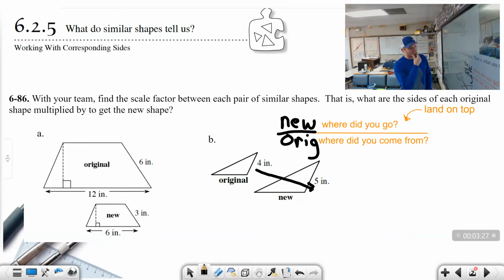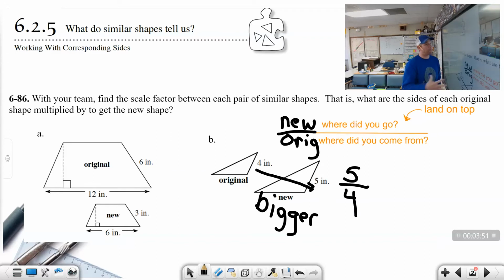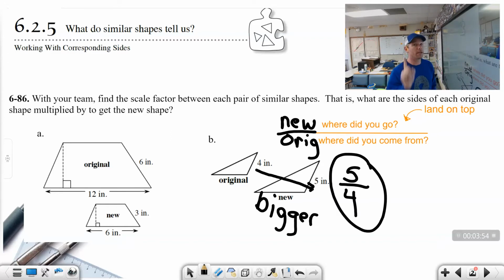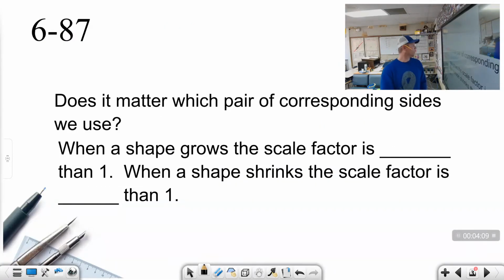Now, let's go ahead and find the scale factor in problem letter B. All we need to do is write a fraction, new. Which number is my new number? 5. Which number is my original number? 4. Notice this shape got bigger. If this shape got bigger, notice my number is greater than 1. Notice this shape got smaller. And my multiplier, also smaller than 1. This is a key factor when we're doing scale factor.